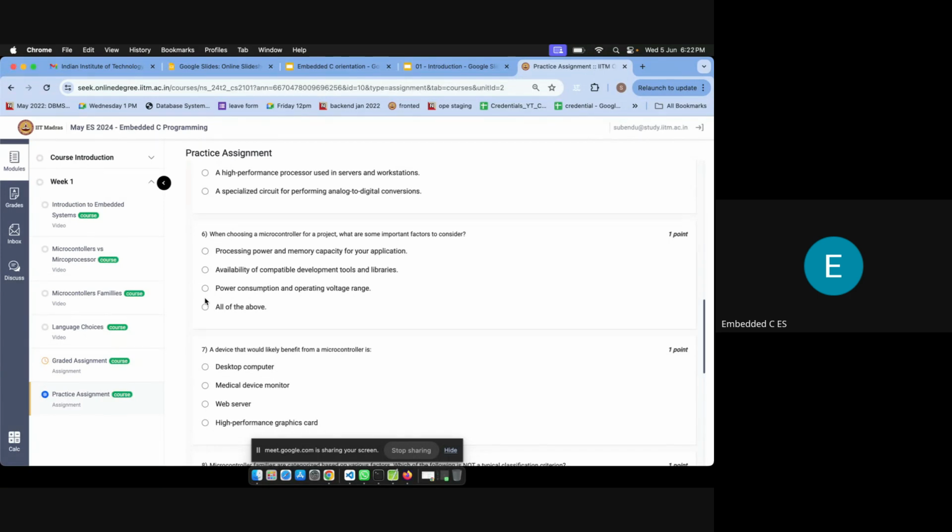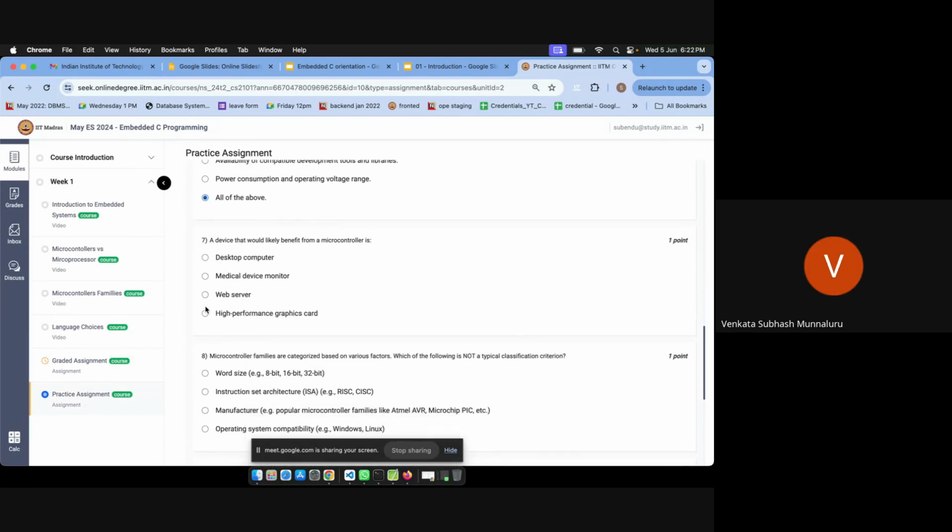And the second is availability of compatible development tools and libraries. So you also have to consider what compatible tools and libraries are available. And the third one is power consumption and operating voltage. So we also have to check power consumption, like low power, high power, and at which voltage it operates. So basically you have to check all the things, right? So it should be all of the above. So for question number 6, is there any issue or any doubt?